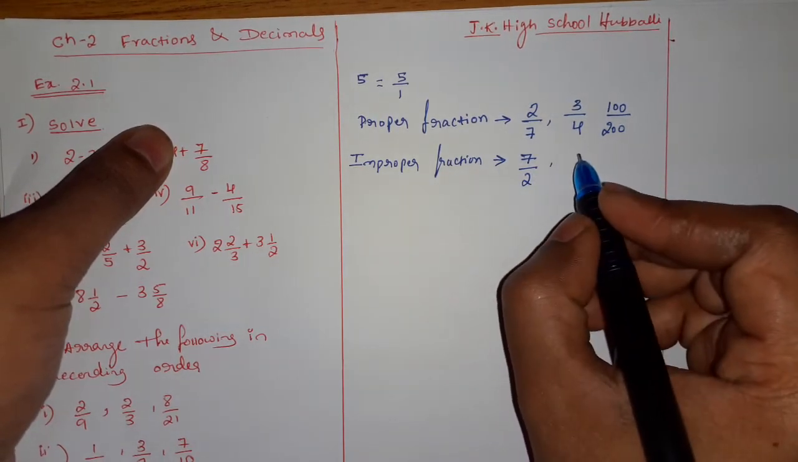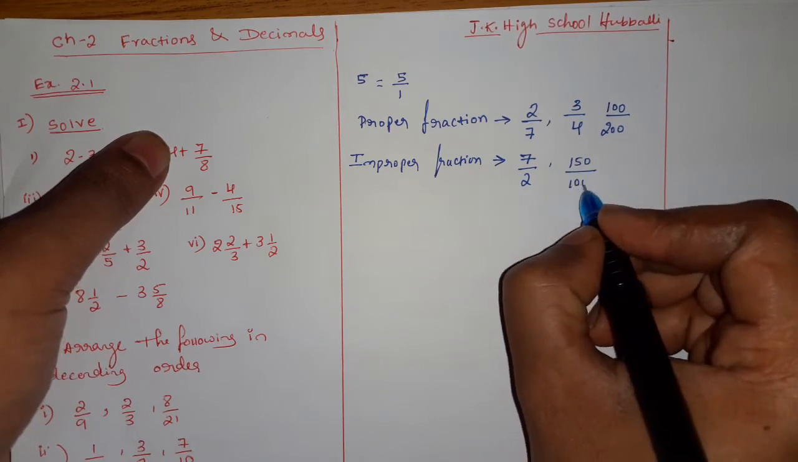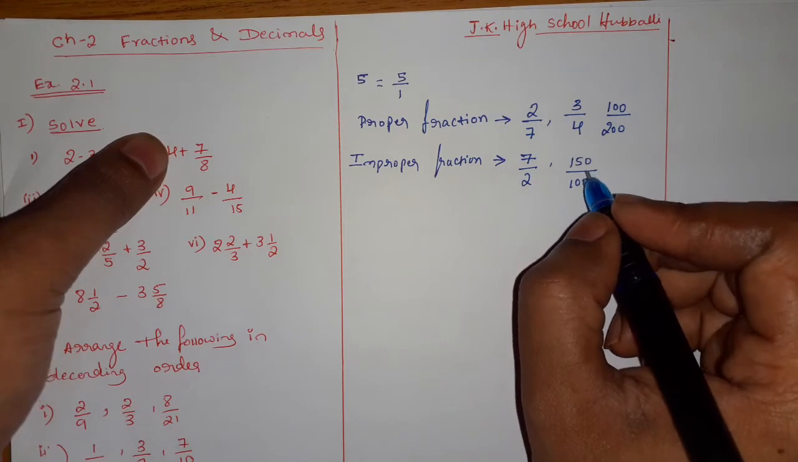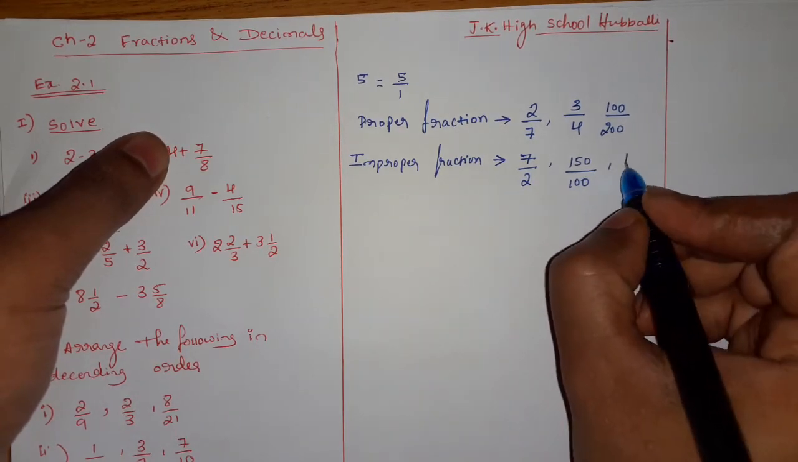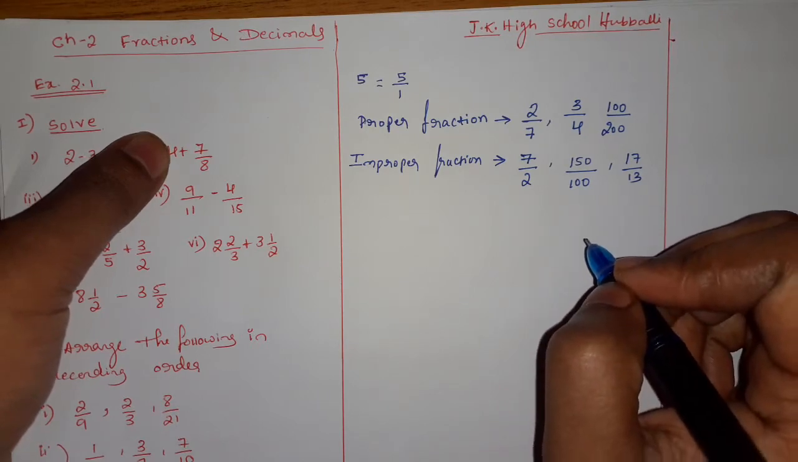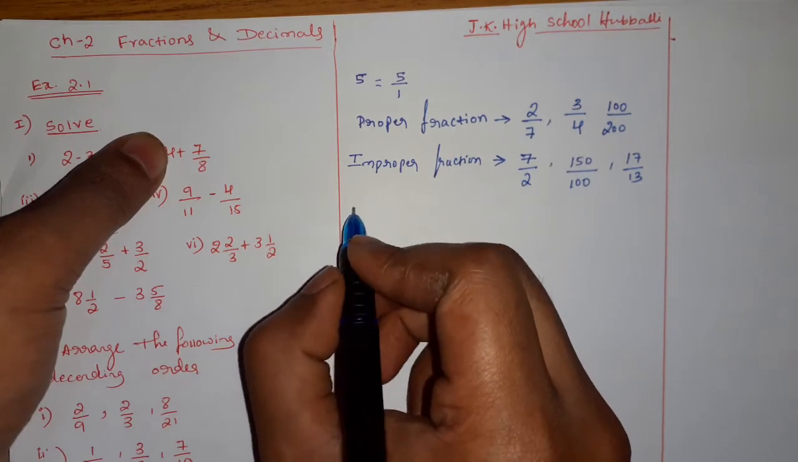One more example. You can take 150 divided by 100. You can observe the numerator is larger compared to the denominator, so it comes under improper fraction. 17 by 13. This all comes under improper fraction. Proper fraction, improper fraction. Then the third category is a mixed fraction.